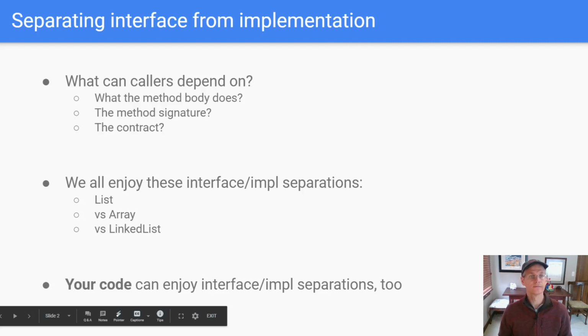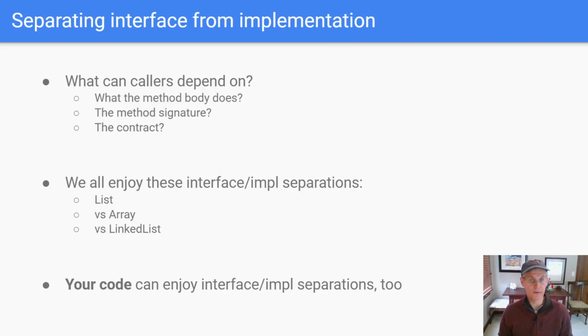All right. So all too often, we enjoy using other people's code that has an interface or implementation split, but we don't end up doing the same thing on our code. And that's a shame because it's a huge help. The real question is, what can callers depend upon? Is it what the method body does, what the method signature allows, or is it some contract? And those are sort of an increasing level of specificity.